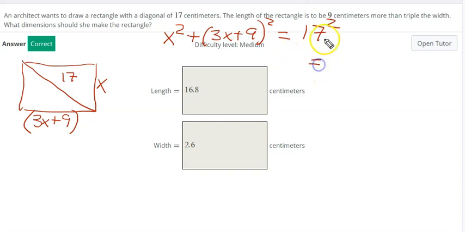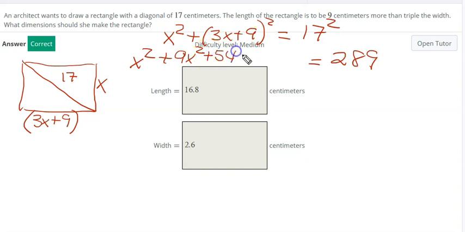Now, 17 squared, I already know, is 289. And then I'm going to expand this for you, because this one's kind of tricky. So, x squared. Now, in expanding this binomial, we square the first term. That's 9x squared. Multiply these two together and get 27x. Double it for our middle term. That would be 54x. And then we square this term, which is a positive 81.